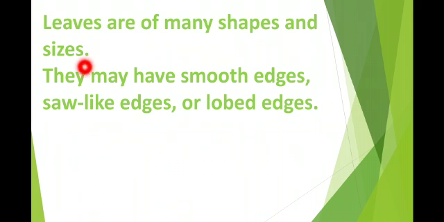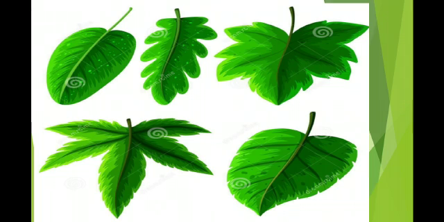Now you know leaves are of many shapes and sizes. They may have smooth edges, saw-like edges, or lobed edges. Now here you can see the different shapes and sizes of the leaves. This is called smooth leaf because you can see here their edges are very smooth. These leaves have saw-like edges and these leaves have lobed edges.